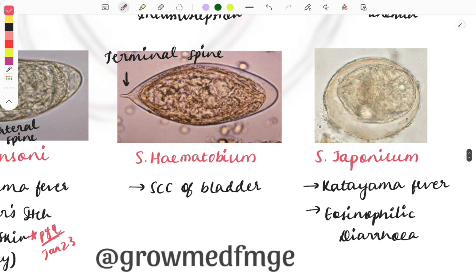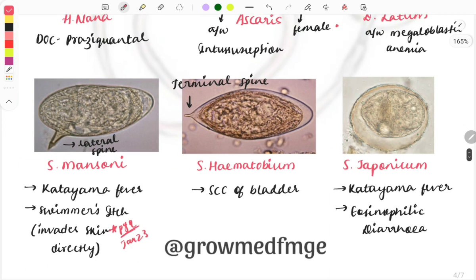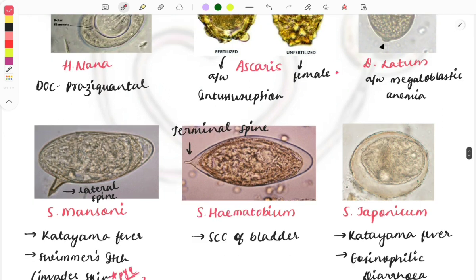So how to identify this one? Here you can see, there is one egg, inside one egg there is another egg, and there is presence of material in the egg. So these are the three important schistosomiasis eggs.